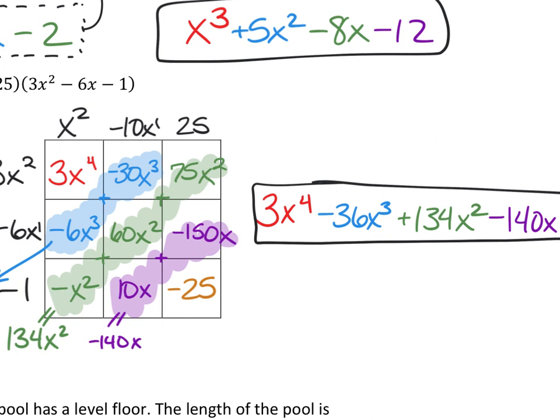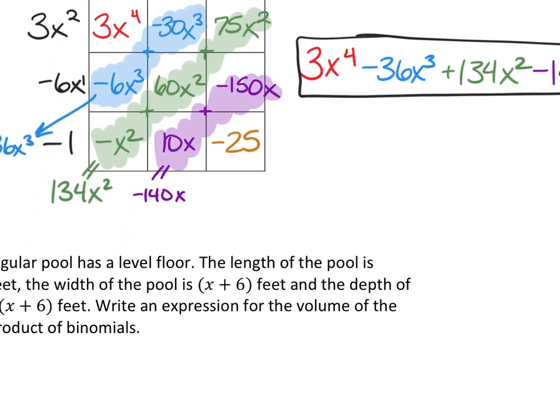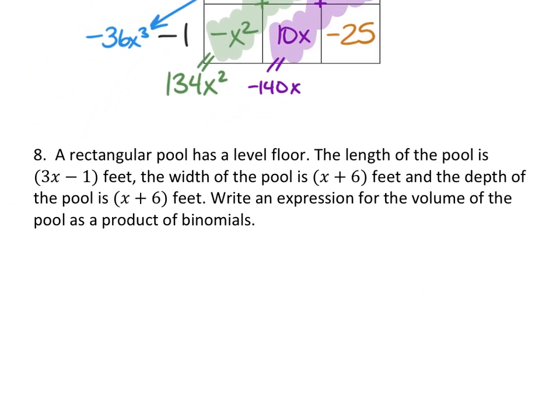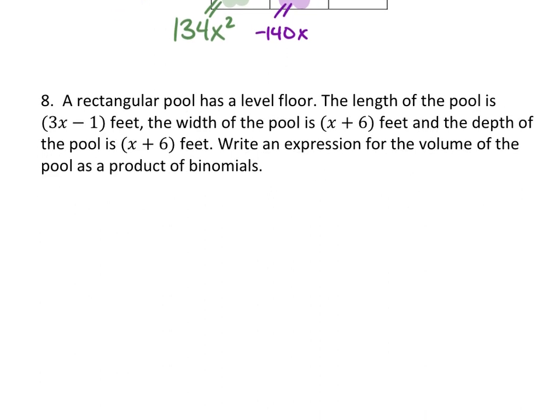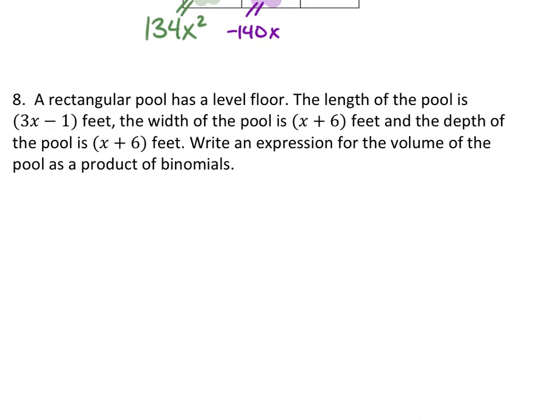Last but not least, and we're not actually going to solve this one, we're just going to write an equation. But kind of understanding why we even do this type of polynomial work is this question right here. It says, a rectangular pool has a level floor. Okay, pause. Rectangular. When you're talking about a rectangular pool, do we know what kind of shape that is? First of all, a pool, is it 3D or 2D? Like when you get in a pool, can you get in a pool? 3D. It's 3D. 3D means it's got a length, a width, and a height.